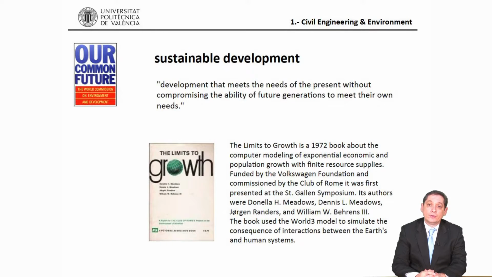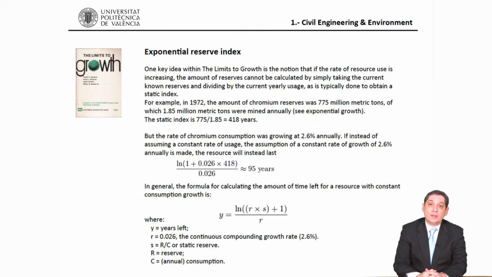The book used the World3 model to simulate the consequences of interactions between the Earth's and human systems. It was the first attempt to model the relations between economy and environment. We can see that these relations have been treated only very few decades ago. From 1972 to today, substantial improvements have been made.